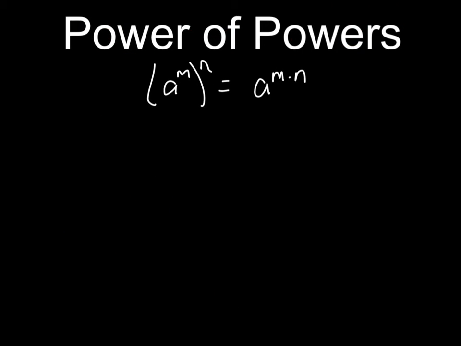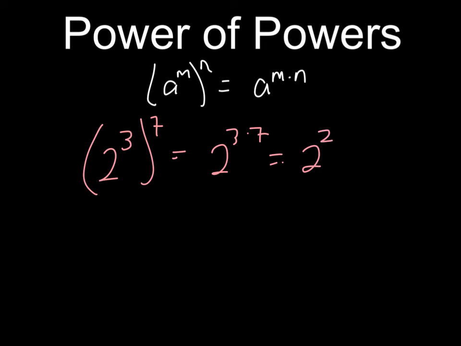The power of a power rule says that if we have a to the m to the n, then the product of m and n is now the new power of a. So if we look at an example, 2 to the 3rd all to the 7th, that would ultimately be 2 to the 3 times 7, or 2 to the 21st power. That's a really large number. We're just going to go ahead and leave it as 2 to the 21st power as our final answer.